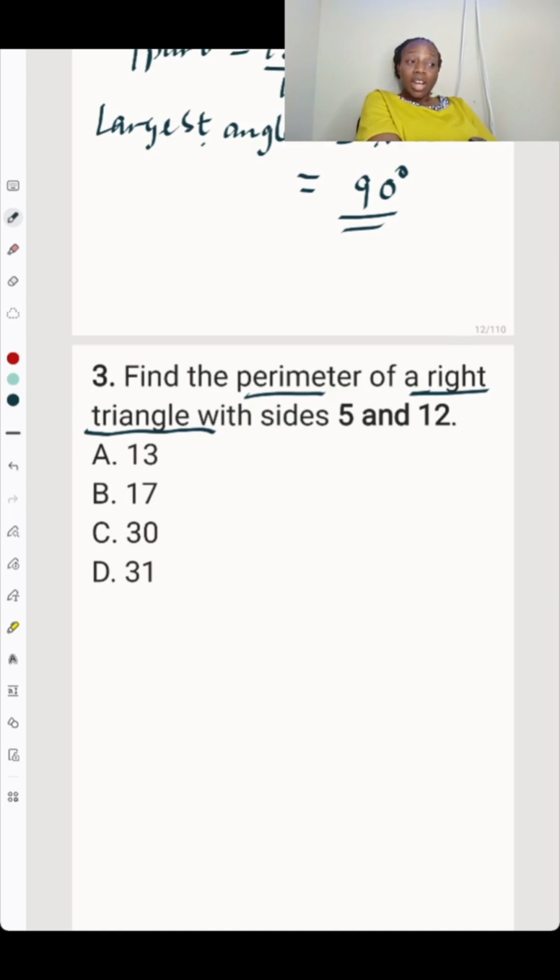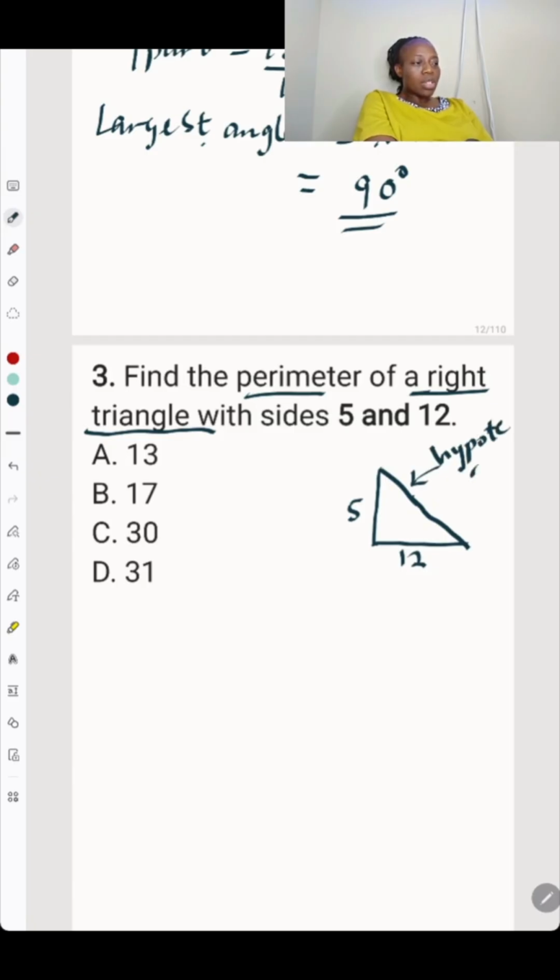We are finding the perimeter of a right angle triangle with sides 5 and 12. A right angle triangle is like this. When we have our 5 and 12, this side is what we call the hypotenuse. That is always the longest of the three sides. Without wasting time, this side will be 13. Somebody will say, how?